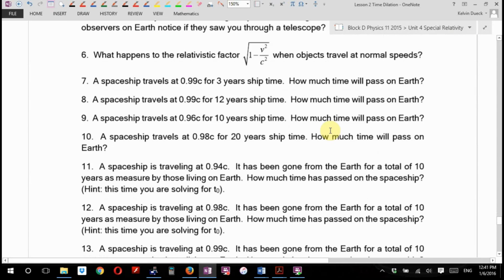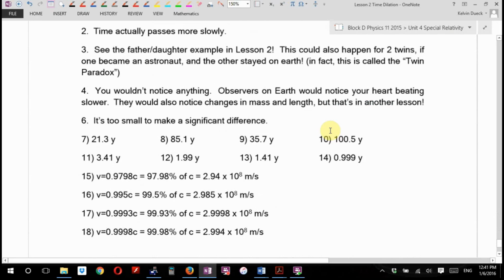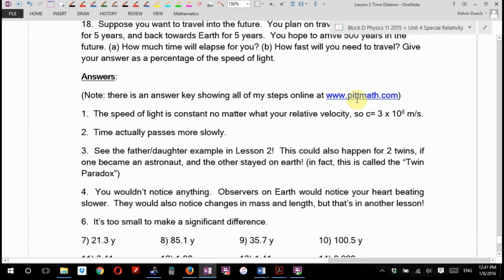What's your homework? I attach the answers at the very, very end, and I'm going to put a full answer key showing all my steps on pitmath.com. I'm also going to have a couple printed up here because for most of you, the error is going to be calculator work, I think. You got the rest of class. I said I was going to show you cool videos. I'll bring those out next class.